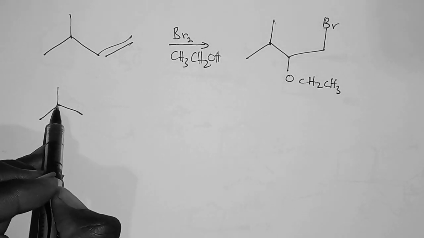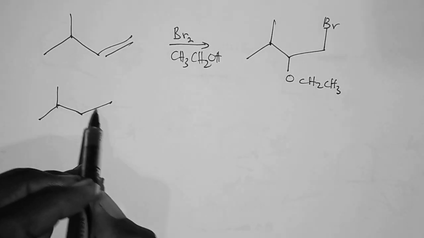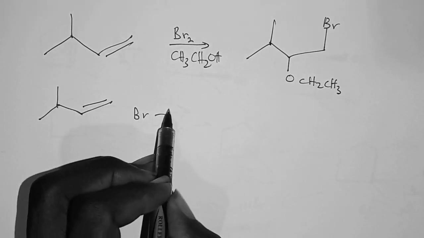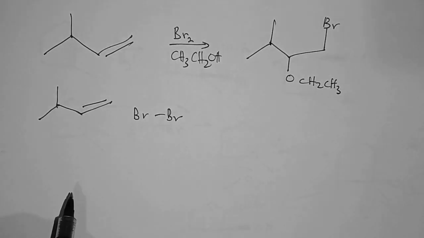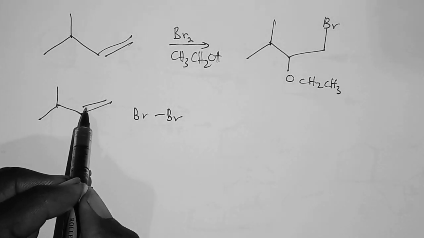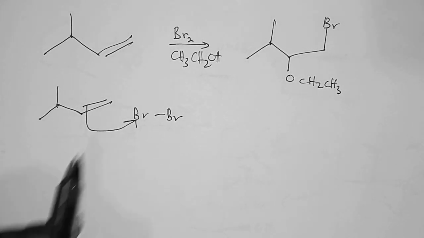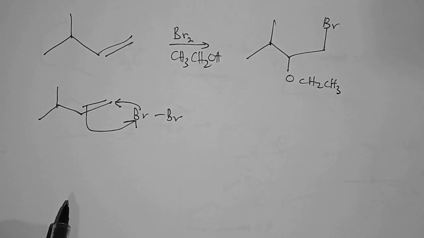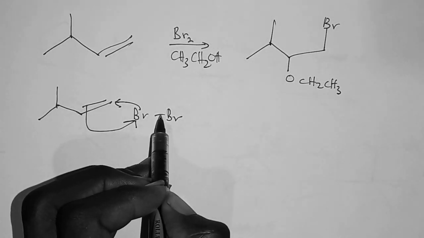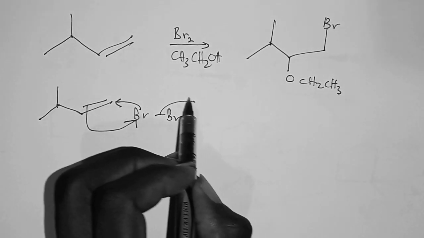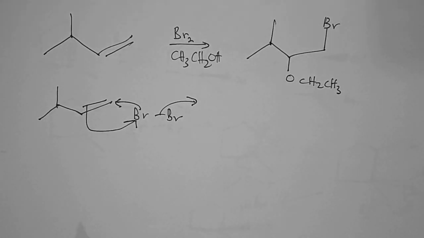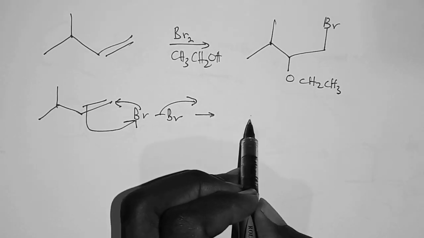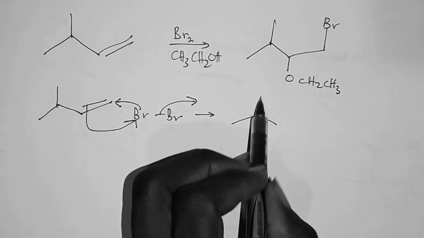So we are starting off with the alkene, and then we have Br2 in the system. So this one will use its lone pairs to attack this bromine, and this bromine will attack this carbon on the opposite side. But when it attacks this bromine, it will cause this bromine to move off, and then we are going to form the cyclic bromonium intermediate.